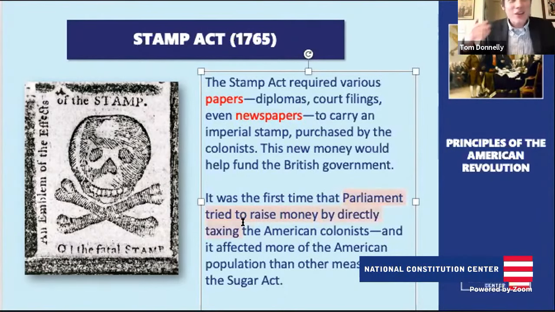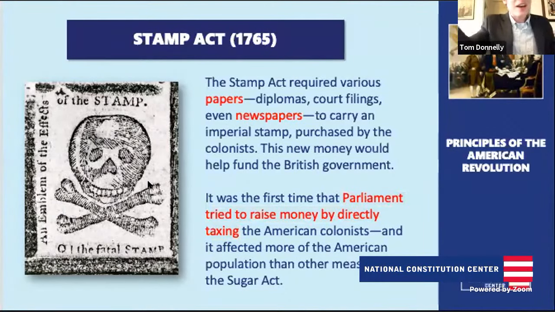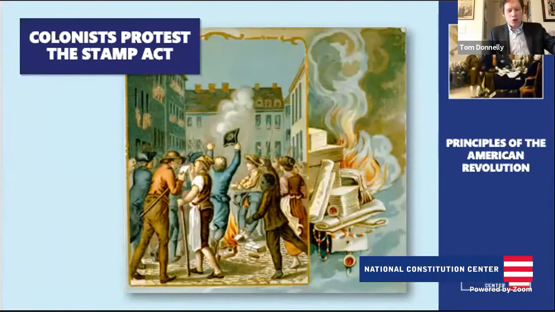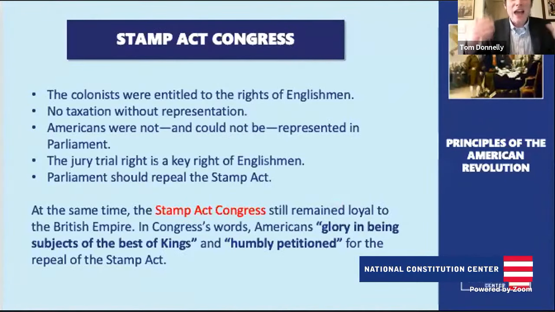So in Boston, there's massive mobbing. They destroy the would-be stamp collector's office and his house, and so ultimately he doesn't take the job, probably a wise decision. They also ransack the house of Governor Thomas Hutchinson. Eight other colonies also join the fight. And what are their arguments? The same ones we saw with the Sugar Act: no taxation without representation, and jury rights for Englishmen. And then these activities lead to the first really big meeting of the colonies, the Stamp Act Congress, which brought together 27 delegates from nine different colonies in New York City Hall.